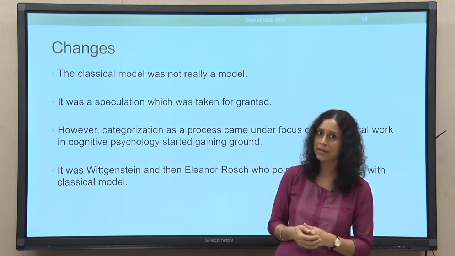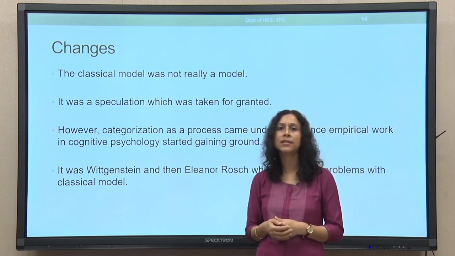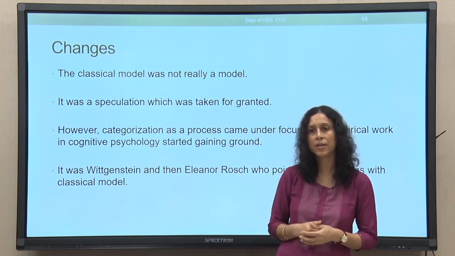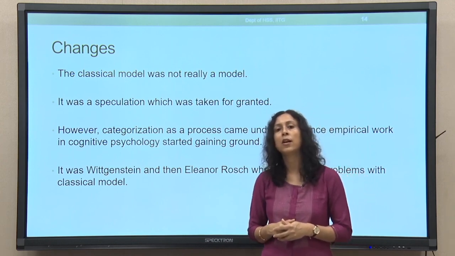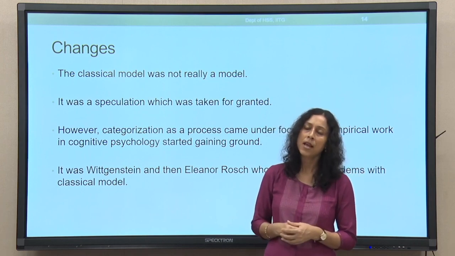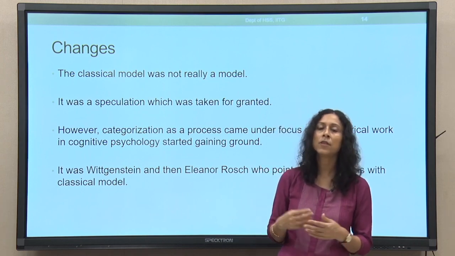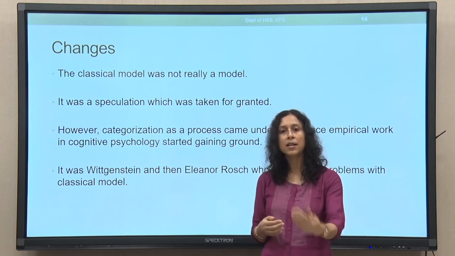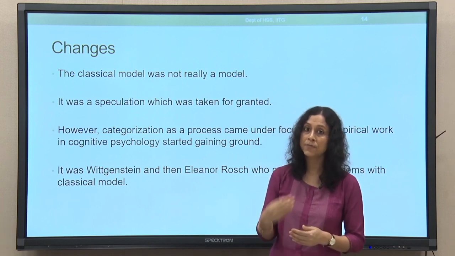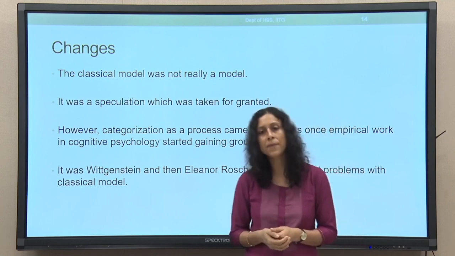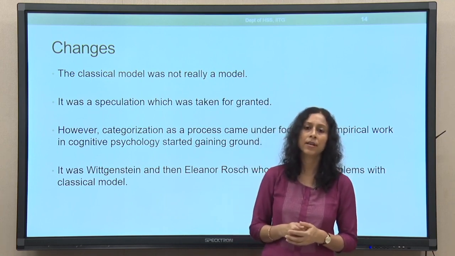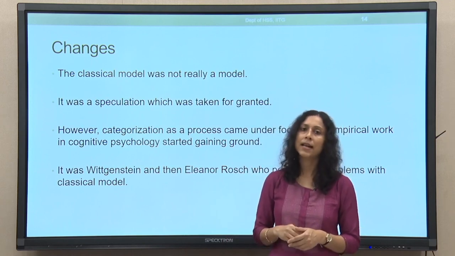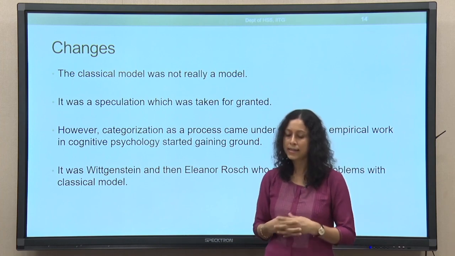One particular domain which is important for us is the area of cognitive psychology. Cognitive psychology saw a lot of changes around this time. With lot of empirical data, with lot of experimentation happening, there was a lot of real life data collection based on experiments. Once we had those empirical data, there are new questions that were being asked, and that also affected the domain of categorization.